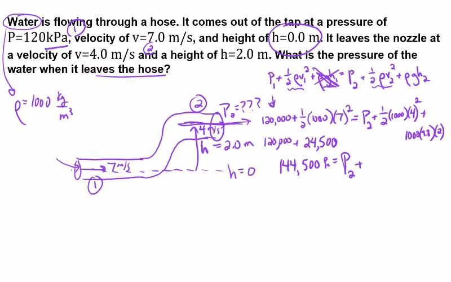Then the stuff on the right here, so I've got 1/2 times 1,000 times 4 squared. So this little bit is 8,000. And then I have my 1,000 times 9.8 times 2. So this little bit is 19,600. So I'm going to add those two together. And I get 27,600.